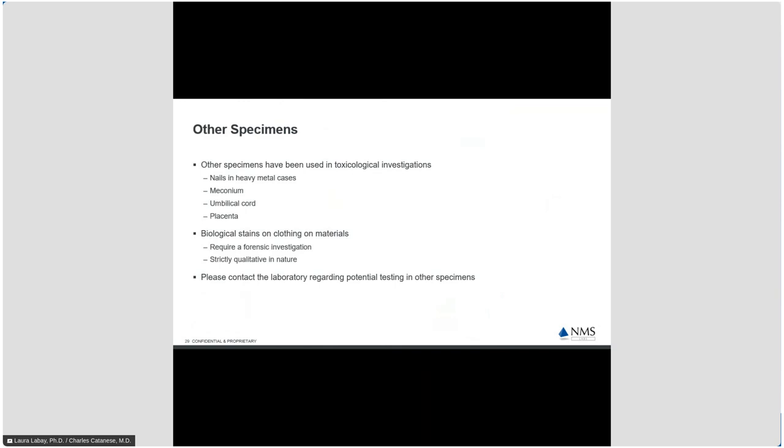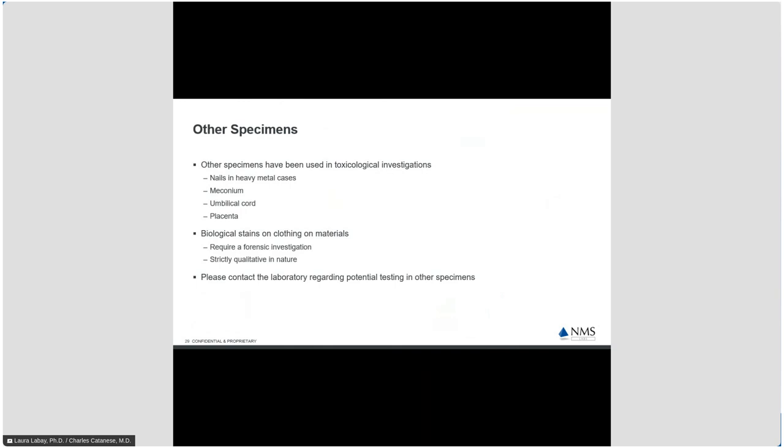This type of testing is strictly qualitative in nature, so positive or none detected, but a toxicologist will be able to speak with you about the nature of your samples and the case itself to help provide guidance.